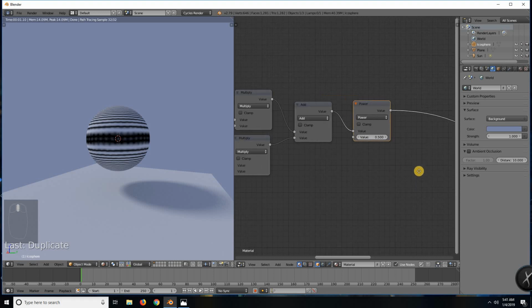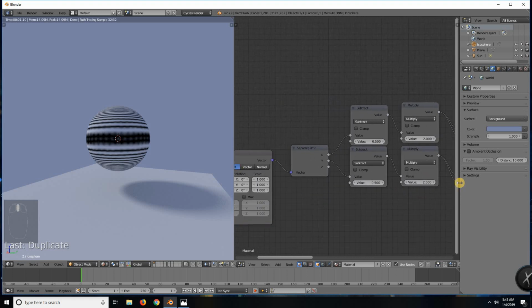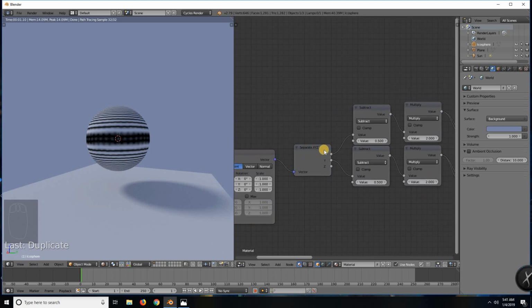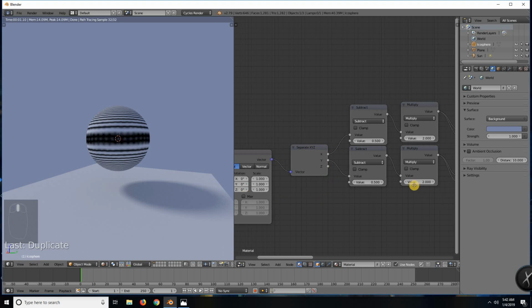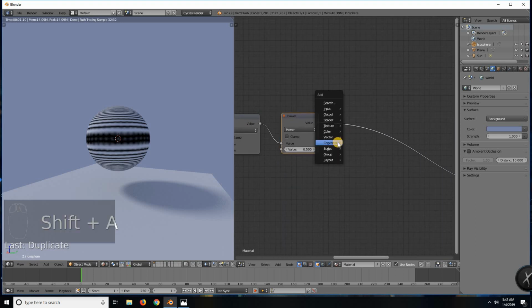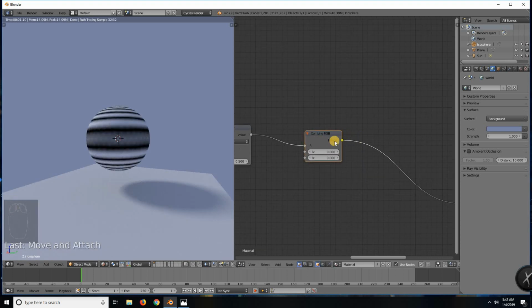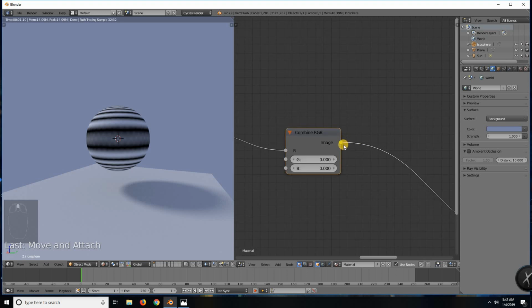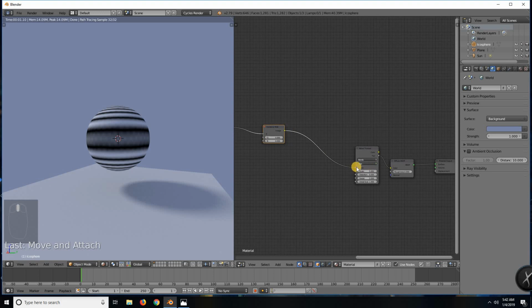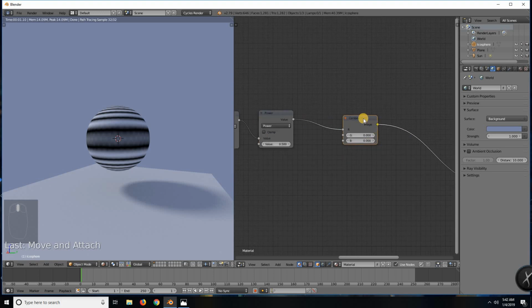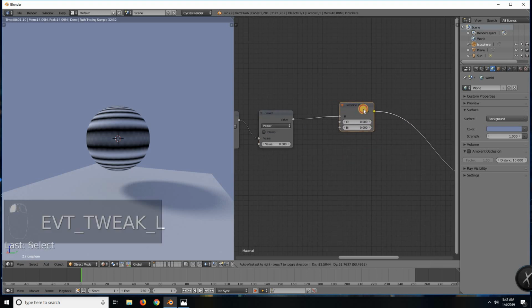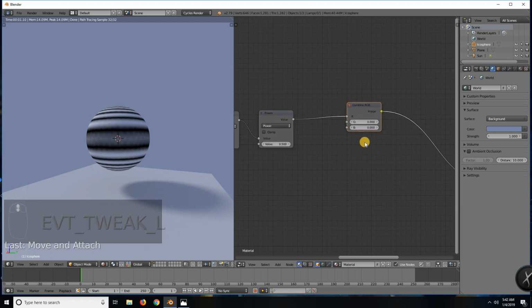Now, instead of using a combine XYZ node, I'm actually going to go ahead and use a combine RGB node. And that's so that I can make sure that they still have some form of data that Blender will read as color as it goes back into the vector here. Because Blender communicates its information, its vector information with colors.